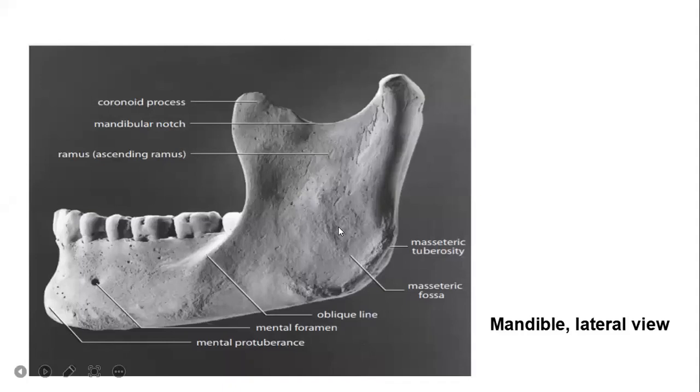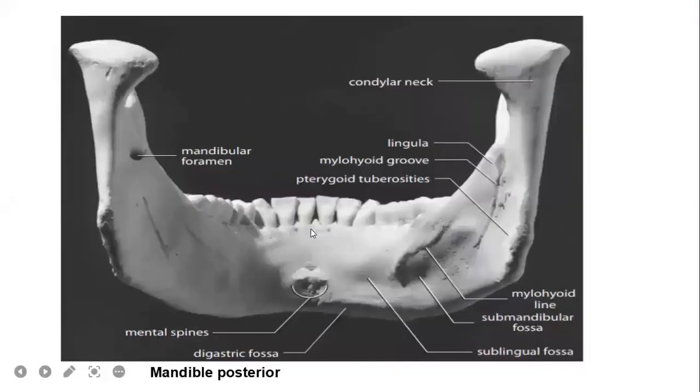So this is the real architecture, the real bone of the mandible. We have the masseteric fossa, and we'll still get to learn about it. Masseteric tuberosity, oblique line, which we have described, mental protuberance, mental foramen. We have the ramus, the ascending ramus, the mandibular notch, which is located right here. Then we have the coronoid process. This is the lateral view of the mandible.